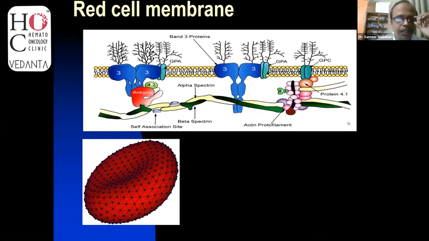Coming to the red cell structure, the red cell membrane is basically composed of 2 important proteins. One is spectrin. The spectrin runs parallel to the wall all over, and it consists of 2 chains, the alpha spectrin and the beta spectrin. They form a helix around each other and run throughout the surface of the membrane.